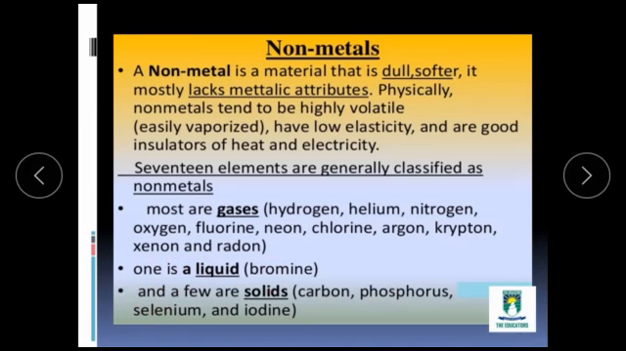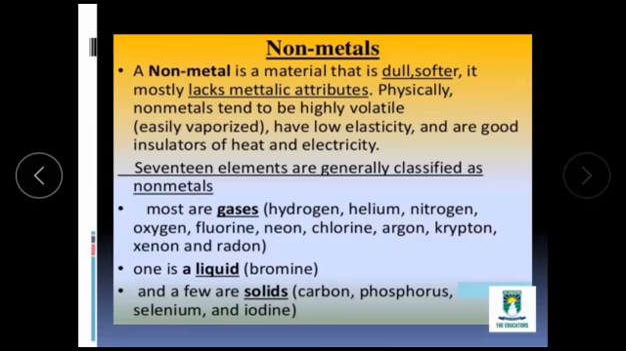So these are the properties of the nonmetals, that they are usually dull. They are good insulators of heat and electricity. They usually lack metallic attributes. They don't have any shine. In the majority of the nonmetals, they exist as gases.